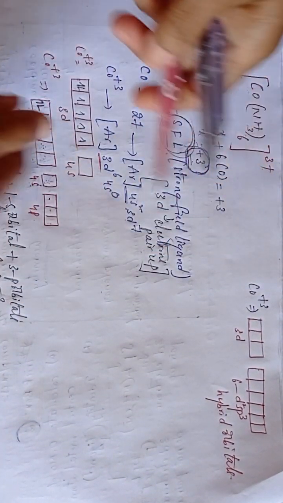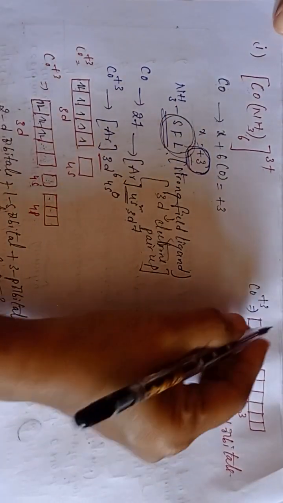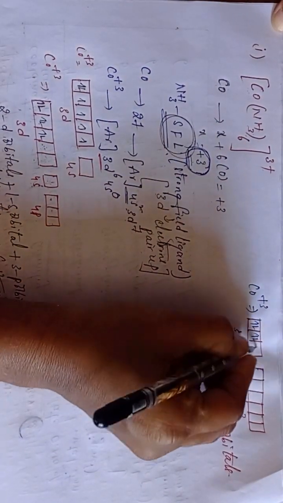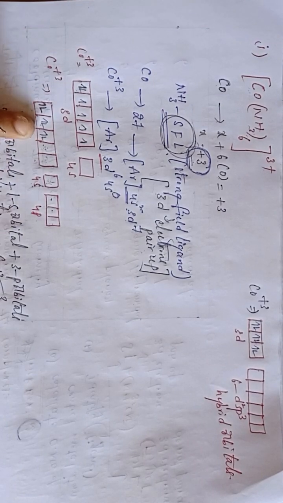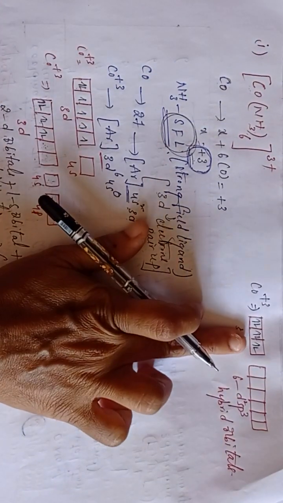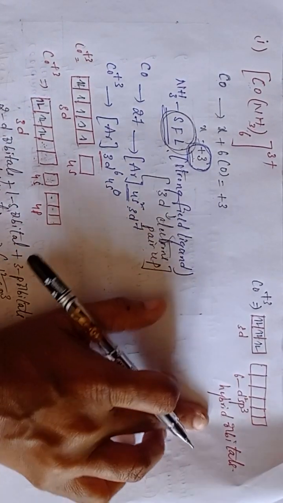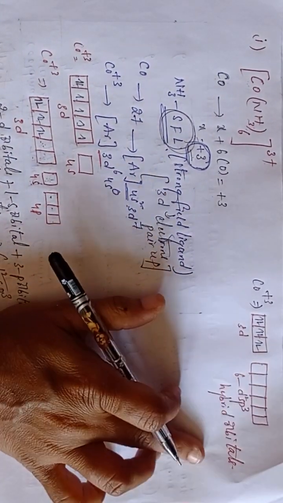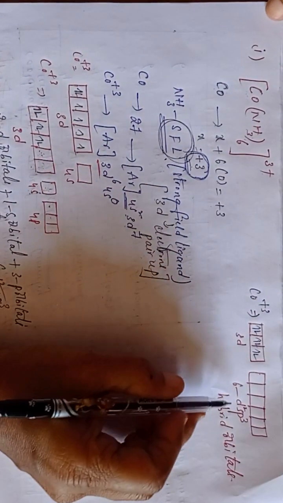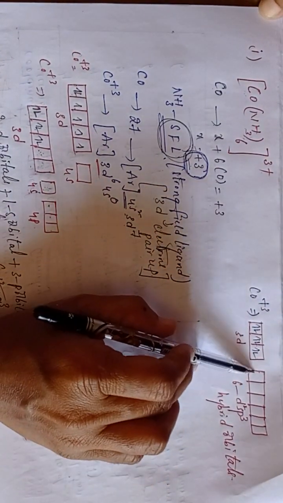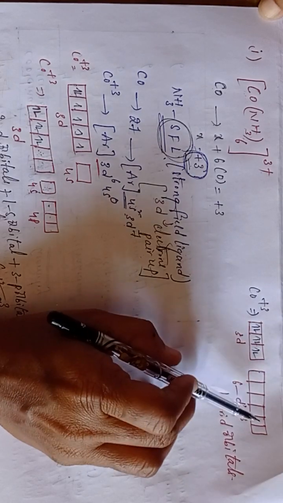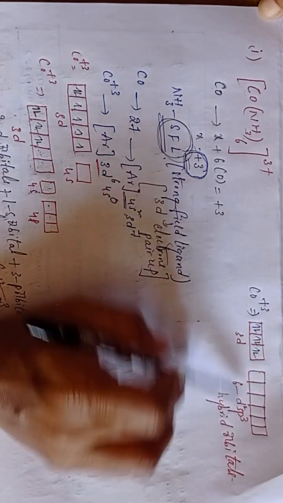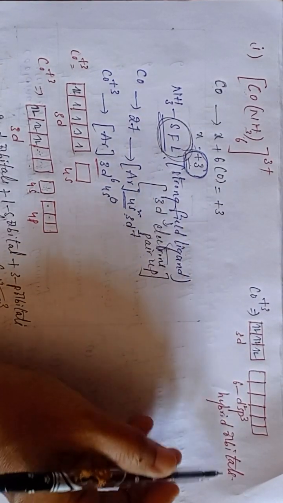Now 3D, how many electrons are there? 3 paired. So take those 3 paired electrons as they are. These 3 I am taking separately here. And the remaining 6 orbitals I am taking here, these are d2sp3 hybrid orbitals. Are you understanding? Right. Now these 6 d2sp3, d2sp3, d2sp3, d2sp3, 6 d2sp3 hybrid orbitals.